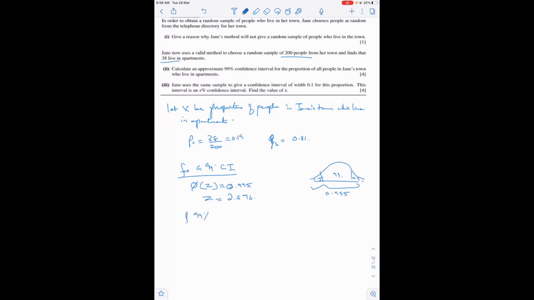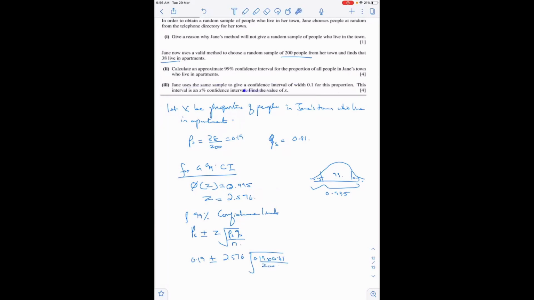99% confidence limits. Write the formula: proportion of sample plus minus Z value times square root of proportion of sample times (1 minus proportion) upon n. Okay? It's going to be 0.19 plus minus 2.576 times square root of 0.19 into 0.81 upon 200 people. Okay, so this will be the answer for this part.